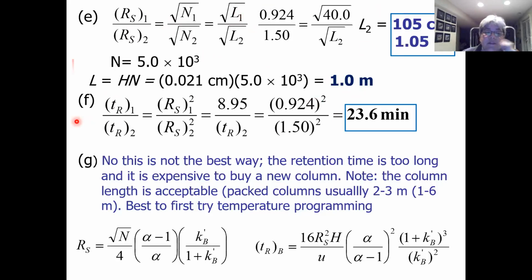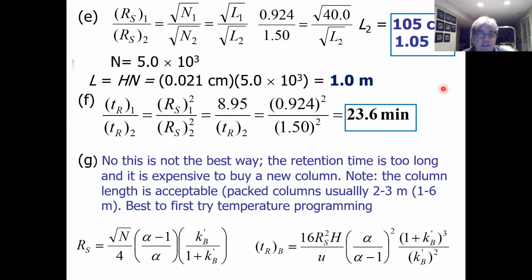F then asked, what's the time on this new column? Again, that comes from this great big equation, but it simplifies to this little equation. So you put in the numbers and you get 23.6 minutes. Most people did that correctly.